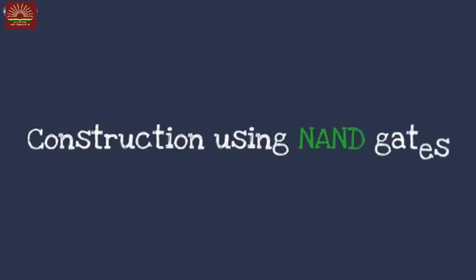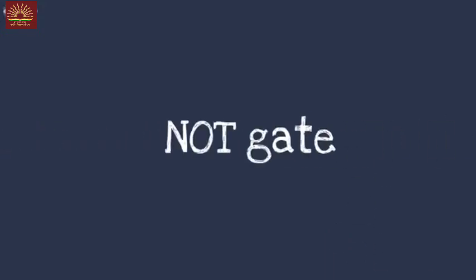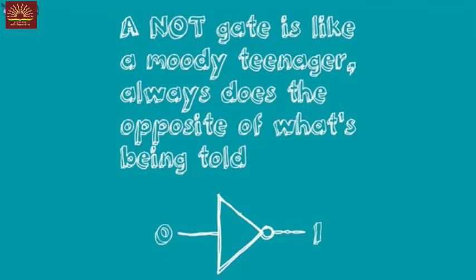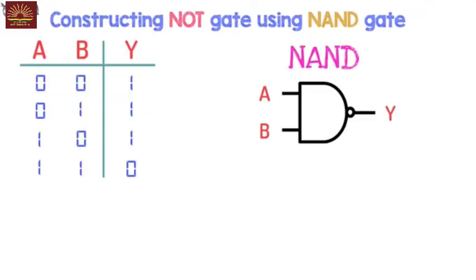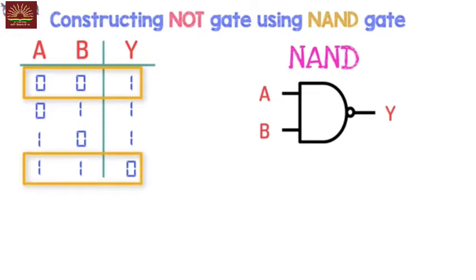First, we will see how to construct gates using the NAND gate. Let's start with the simplest gate, the NOT gate. It has a single input and the output is always complement of input. Let's look up at the truth table for NAND gate. Here both the inputs are low and the output is high. Again both the inputs are high and the output is low.